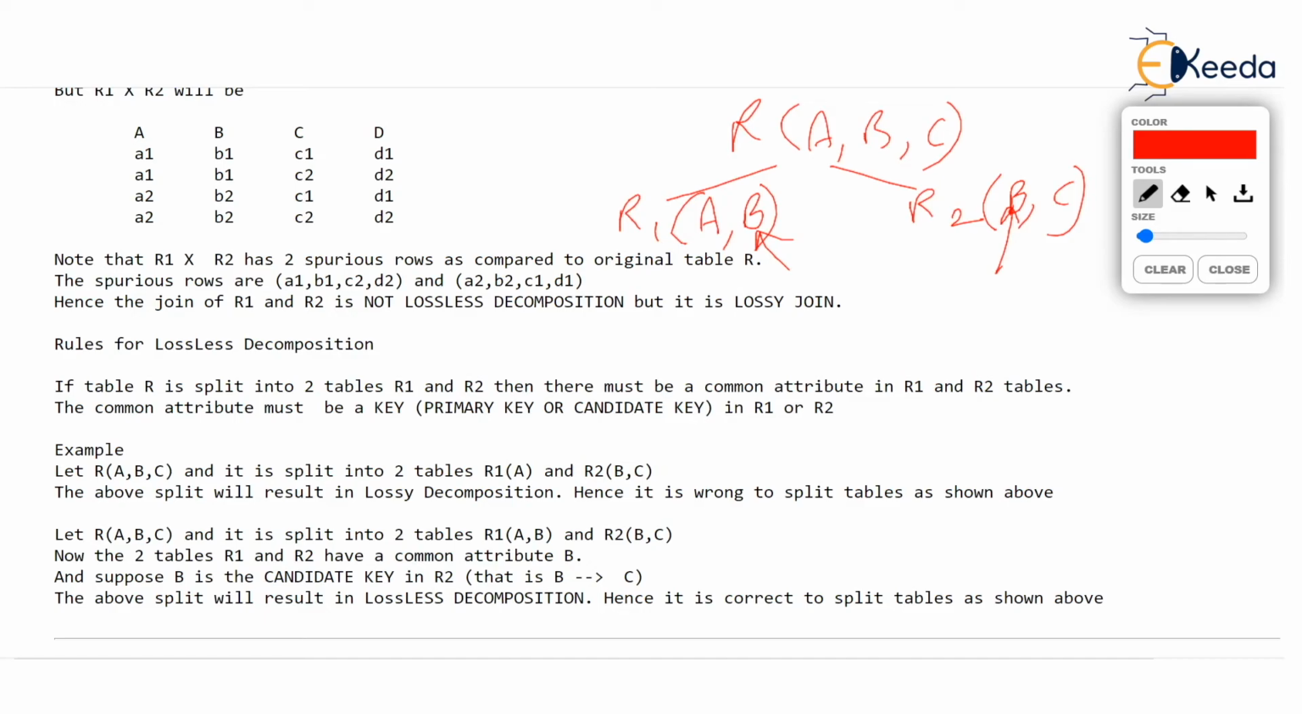And the second and the most important is that the common attribute must be a key in either R1 or R2. Now what is that key? It is a candidate key, isn't it? That key must be a candidate key, or you can call it a primary key. But basically it should be a key in either R1 or R2.